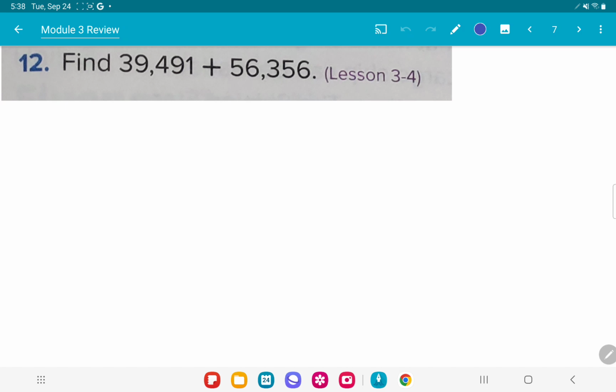Number 12 says find 39,491 plus 56,356. It does not tell us what strategy we have to use. I'm going to use the standard algorithm just as practice. 39,491 plus 56,356.